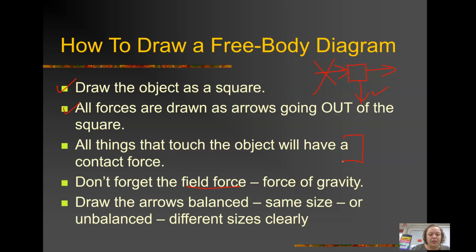Let's do a couple of examples. Give me 1 second. Okay, so let's do a couple of examples. So let's say we've got a book on a table.